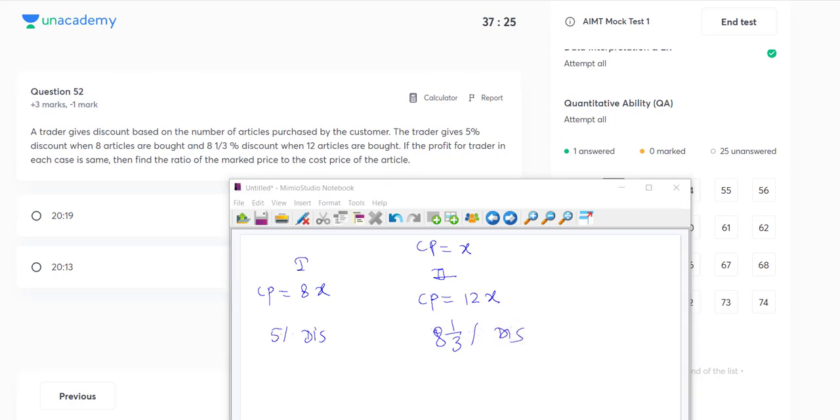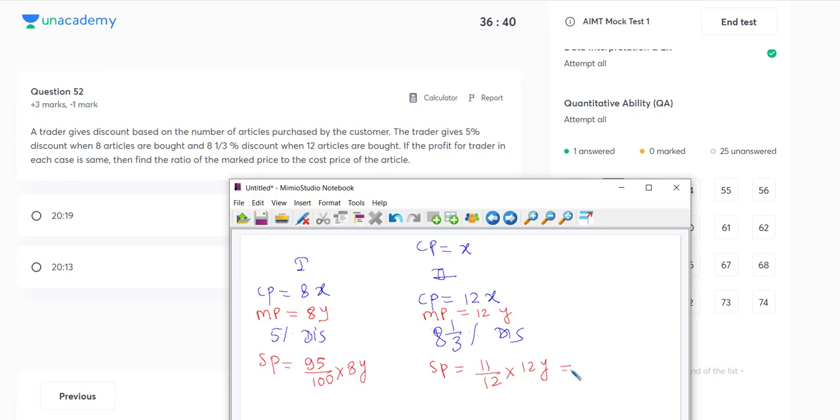So now after this, what we come to know is that the profit for the trader in each case is same. We need to find the ratio of mark price to cost price. So let's say the mark price of each article is y. Total mark price is going to be 8y in the first case, and 12y in the second case. The selling price in the first case is going to be 95% of mark price. In the second case, 8 1/3 is 8.33, that is 1/12, means the selling price is 11/12 of mark price.